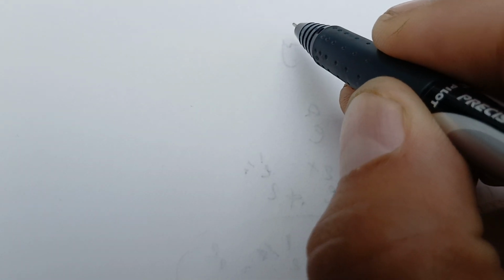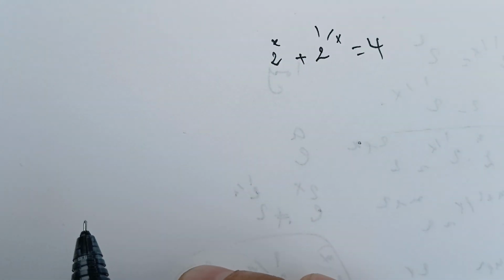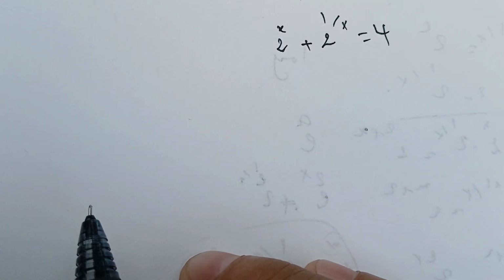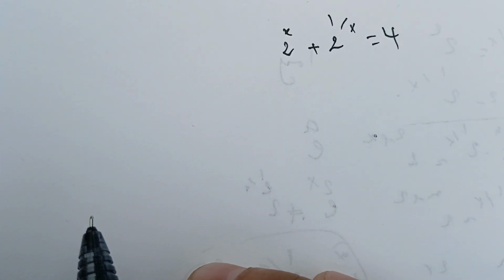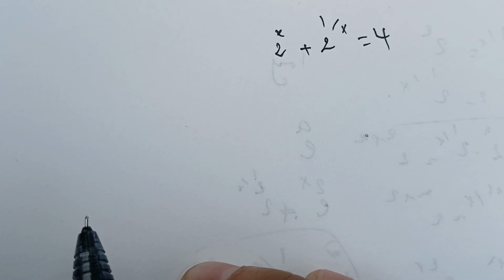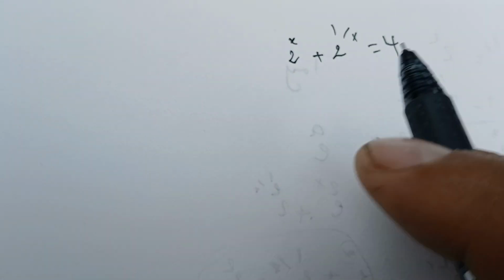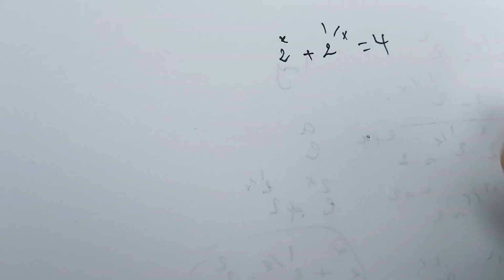Now suppose that we want to solve the following equation: 2 to the power x plus 2 to the power 1 over x equals 4. We don't have a way to get the solution exactly by looking at the equation, or a systematic way to solve it. But we can do something else.